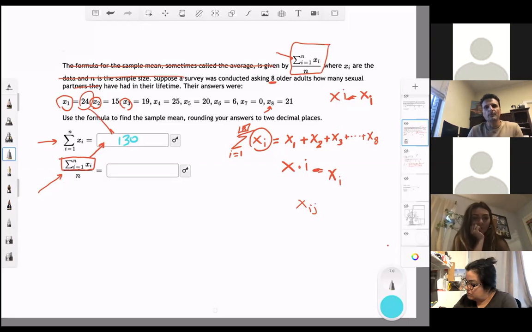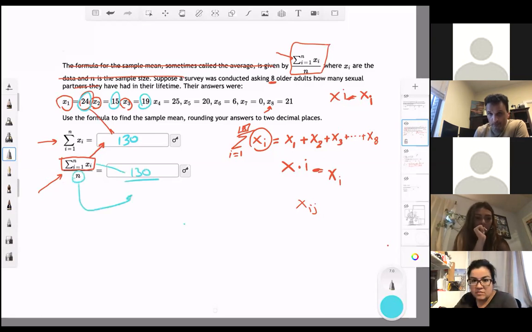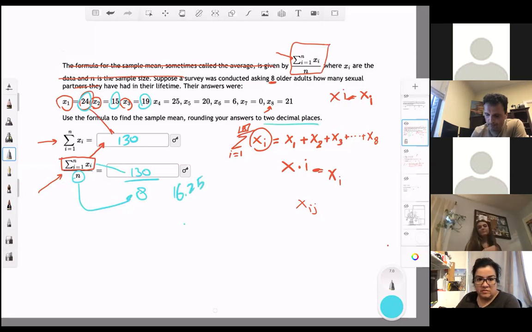What about the next one? So if it's 130, we use calculator, correct? 24 plus 15 plus 19. And then this is going to give us 130 divided by n, which is n equal to 8. It's 16.25. So rounded to 2 decimal places, so 16.5.